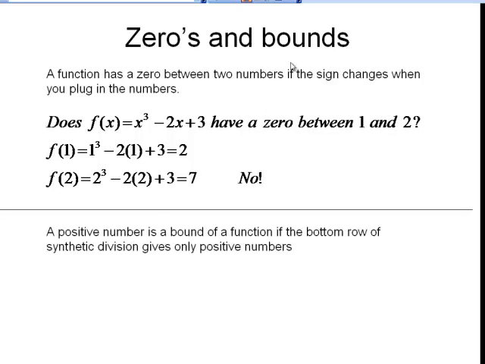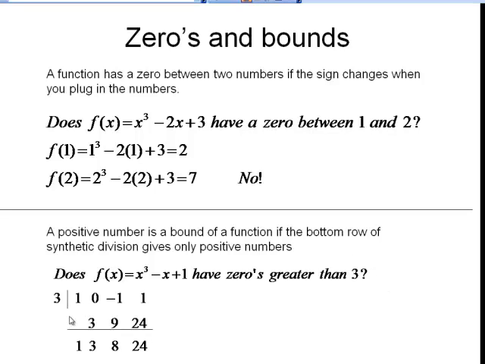Okay, and the final thing is a bound. Positive numbers are a bound if, when you use synthetic division, all of the numbers turn out to be positive. Well, if you take this same polynomial and find out, is 3 a bound? Are there any numbers bigger than 3? You do a synthetic division. 1, 3 gives you 9, minus 1 is 8, and 3 is 24. That last one should be 25. They're all positive, so yes, it is a bound.